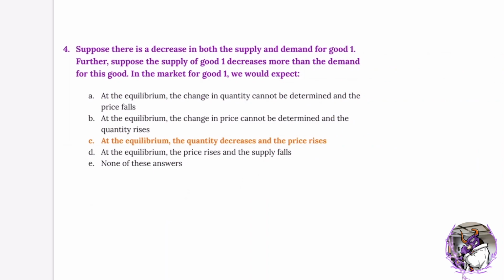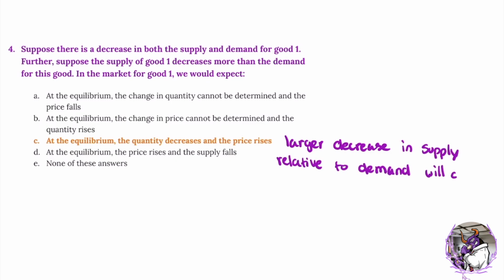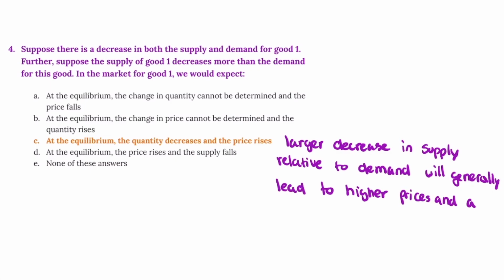Question 4. Suppose that there is a decrease in both the supply and demand for good 1. Further, suppose the supply of good 1 decreases more than demand for this good. In the market for good 1, we would expect, the correct answer is C. At the equilibrium, the quantity decreases and the price rises. It is because a larger decrease in supply relative to demand will generally lead to a higher price and a decrease in quantity traded.